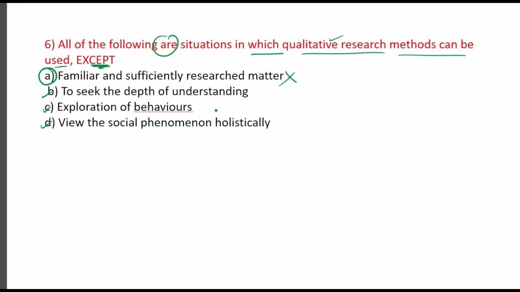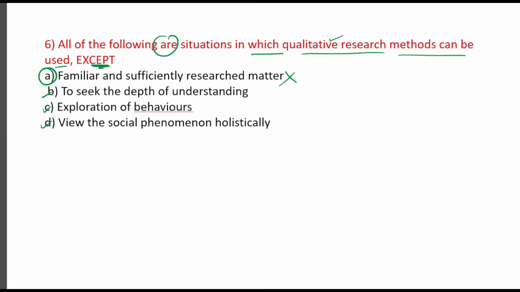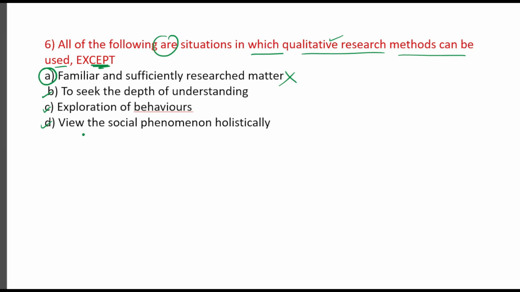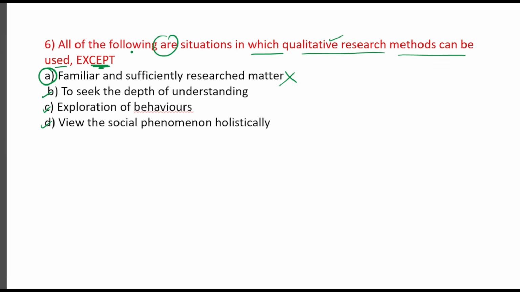Let us see our option number 2, that is to seek the depth of understanding. It is written over here. The next option, exploration of behaviors, is written over here. And then the final one, that is view the social phenomenon holistically, it is written over here. So all three options are here. Therefore, as the question asked in which situation the method is not used, it was familiar and sufficiently researched matter.